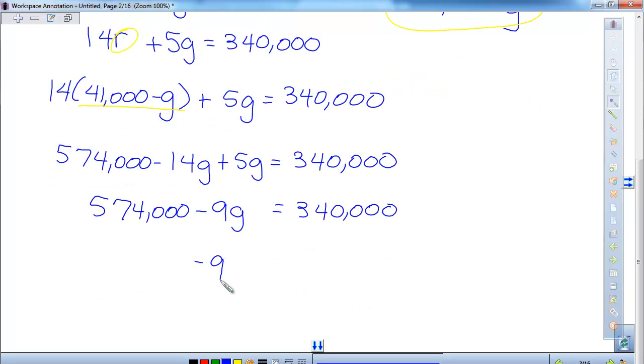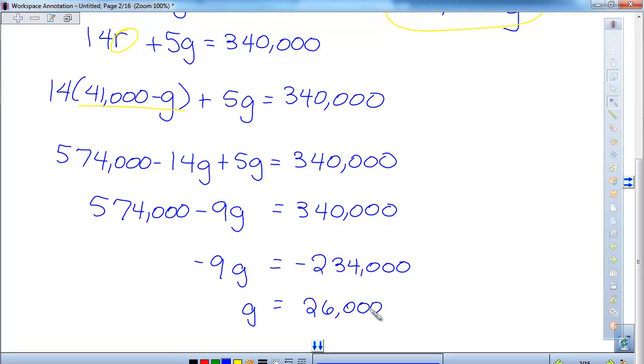Or negative 9G is going to equal 340,000 minus 574,000, which gives us negative 234,000. So to figure out what G is, we just need to divide both sides by negative 9. And I get 26,000.